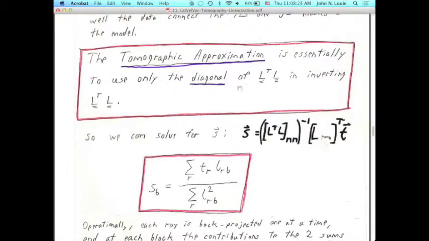The tomographic approximation allows us to do this by using only the diagonal of L transpose L, and by doing that, we're turning the inversion problem into a very simple scalar correction. And actually, we might not even bother with that correction. If we're just trying to see the geometry of structure, we might not bother with the scaling. We might just do L transpose times T, and that's what's done in the numerator here. That's the whole thing. We might even publish those results without ever doing the scaling.